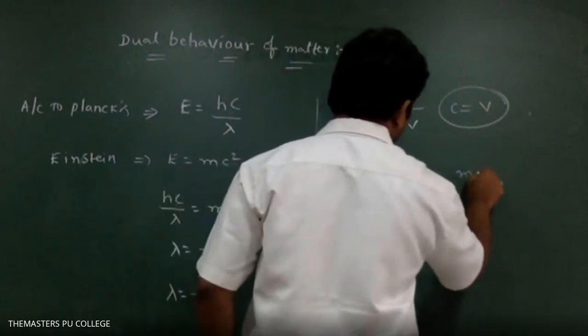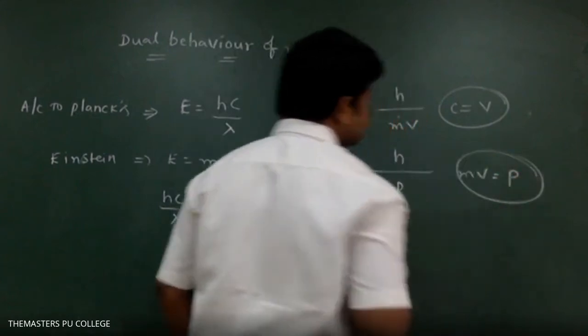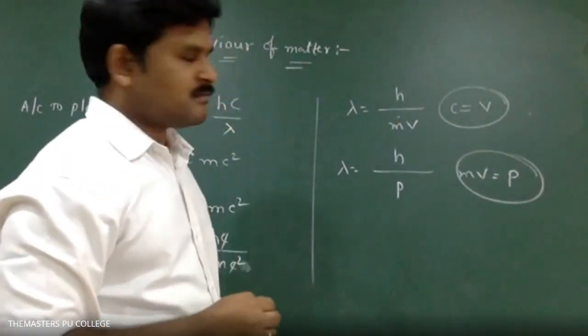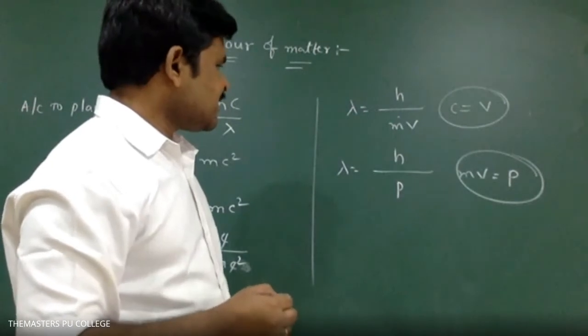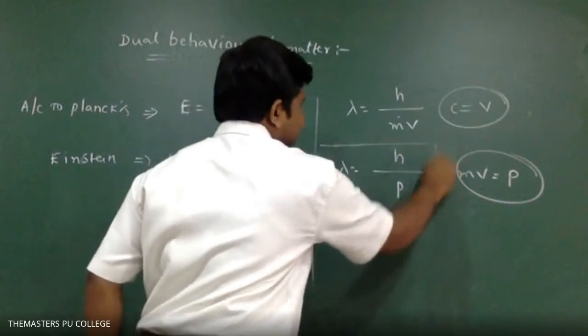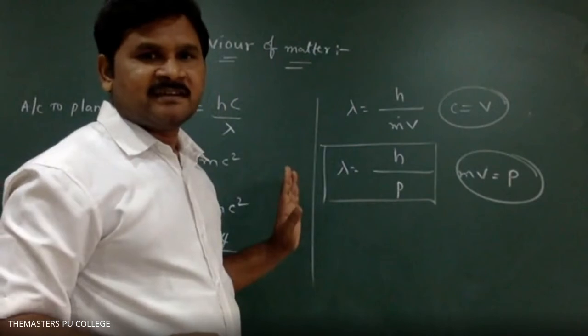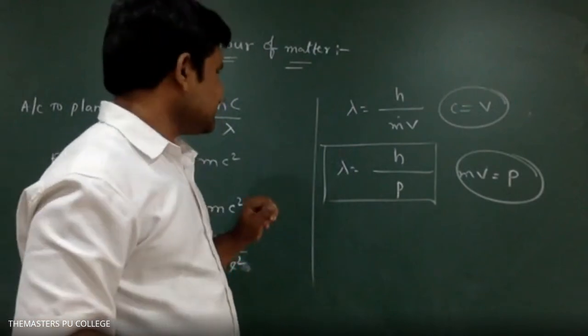Because the product of mass and velocity is called momentum. So p is equal to what? Momentum. Mass and velocity product is called momentum. So lambda is equal to h by p. This is called de Broglie's theory.